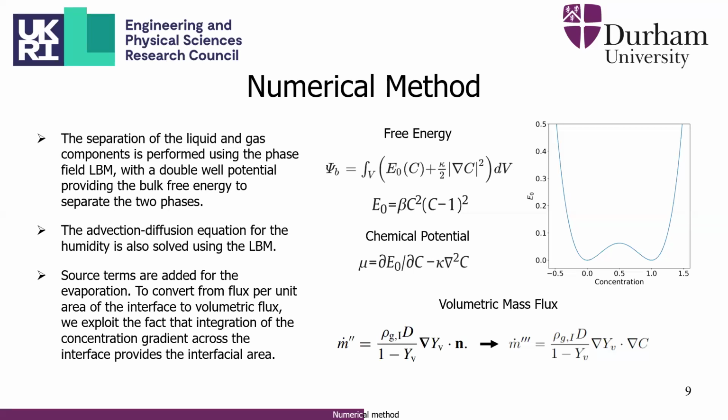Because if you calculate the flux, you get a flux per unit area, we generalize it into a flux per unit volume across the interface by exploiting the fact that if you integrate the concentration gradient within a cell, you get some fraction of the area. If you do that across the whole interface, then you get the rate per unit area.